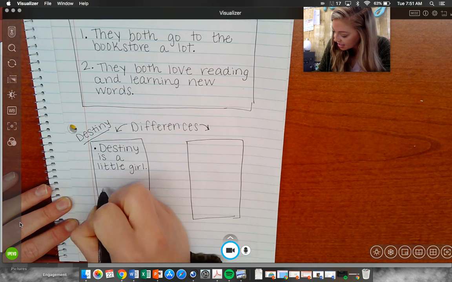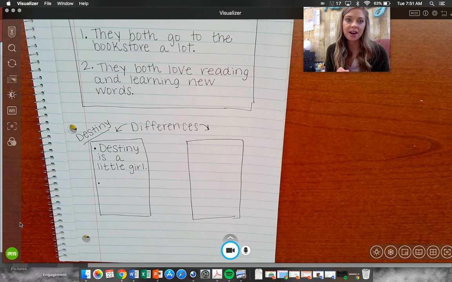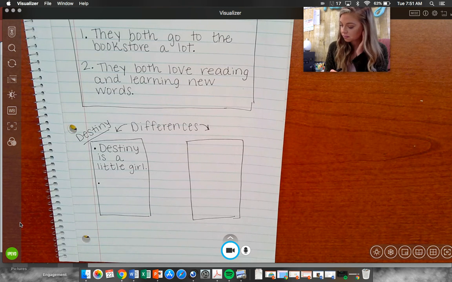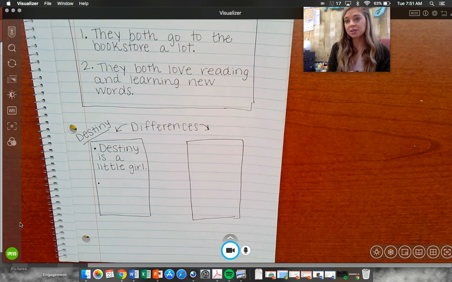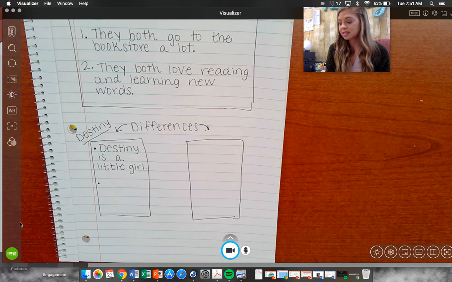What's another way that Destiny is different from Mrs. Wade? And you know what? If you're struggling with this when you're doing your Seesaw activity, you can definitely use your textbook. That would be an amazing resource to use. So if I was struggling with this, I would use my textbook to see a way that Destiny is different than Mrs. Wade. One thing that comes to mind for me is that she organizes a block party.